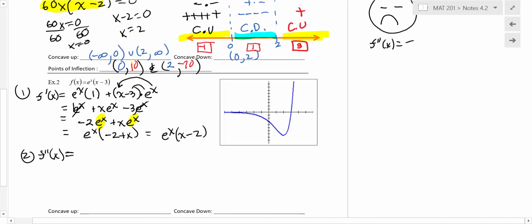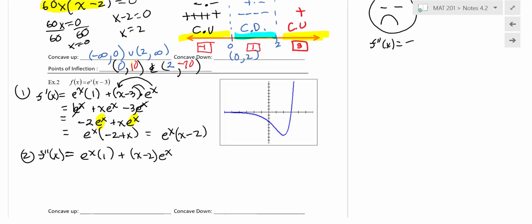Okay, the first is e to the x. The second would be 1. Derivative of x minus 2 is 1. Then the second's x minus 2, derivative of first is e to the x. That's a pretty basic product rule problem.